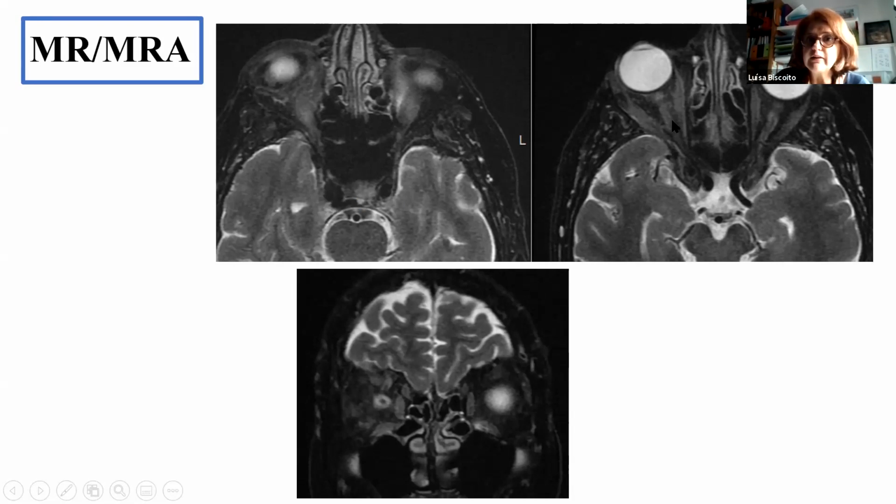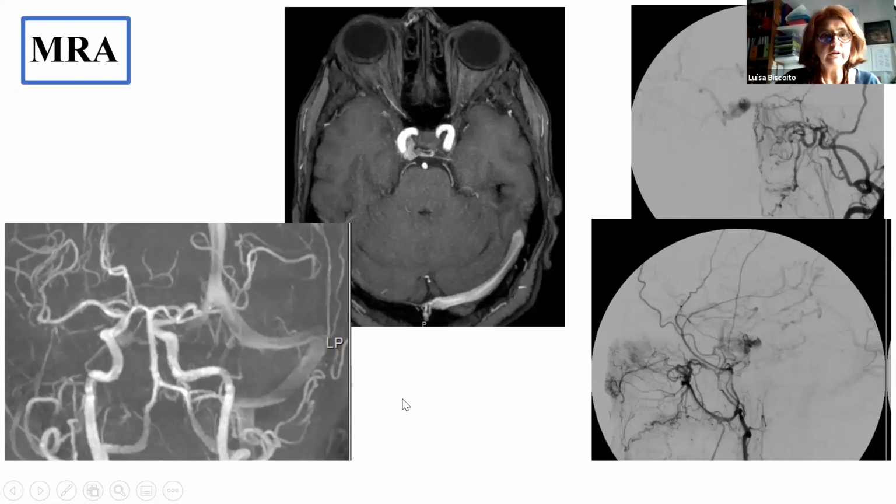Here, the dilatation of the muscles and the proptosis. In the coronal, it's very good to see, as I said, in the CT, also in the MR, dilatation of the muscles, and here the vein.